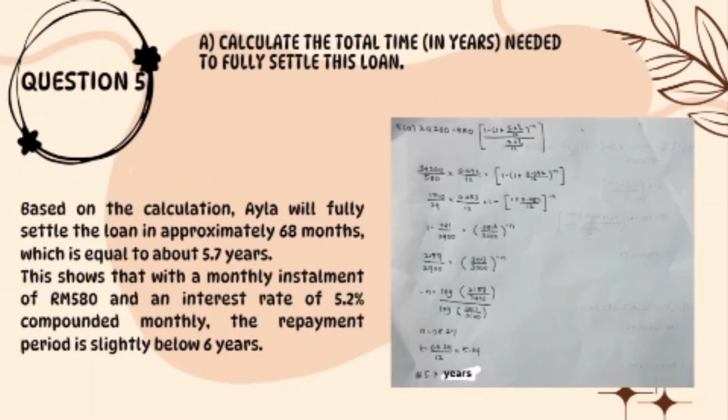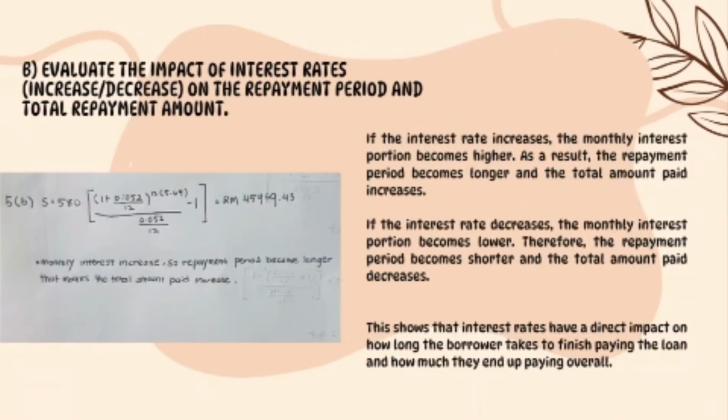For question 5A, calculate the total time in years needed to fully repay this loan. This part uses the present value of an annuity formula to find the number of monthly payments required to pay off the principal. The calculation shown for n: first, isolate the negative exponent term. Second, solve for n using logarithms. So our answer is 5.69 years.